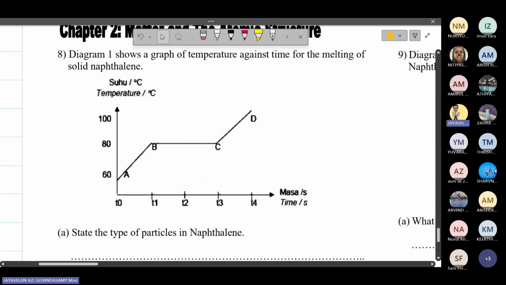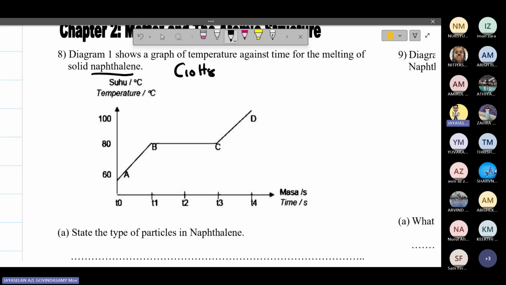Melting process. Naphthalene, C10H8. When you see non-metal plus non-metal, carbon non-metal, hydrogen non-metal, all non-metal, right? Non-metal plus non-metal, the particles that are present are molecules. Naphthalene, what particle? Molecules. Kena hafal. Okay, and this is the heating curve. Here, particle in solid; here, particle in liquid. This one is a mixture of solid plus liquid.